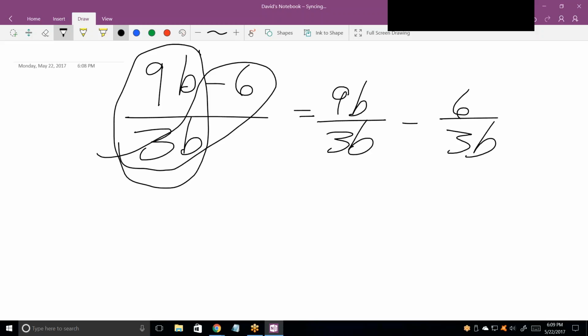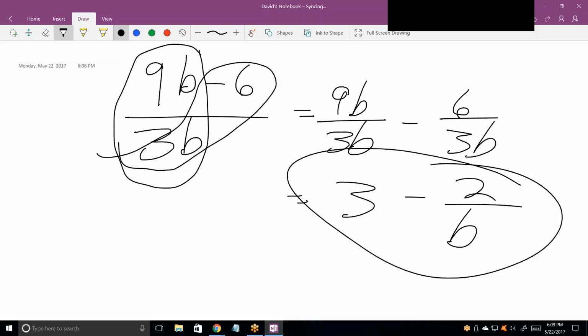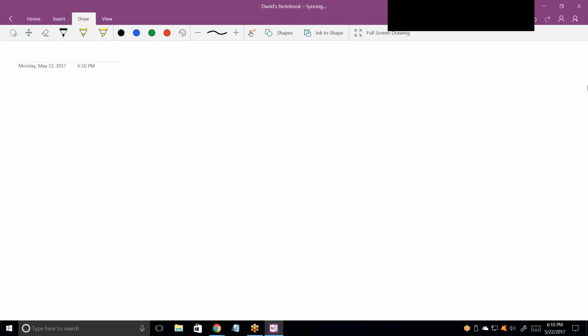Now simplify that. This becomes 3 over 1 minus 2 over b. I would assume that's the answer they're looking for. That's the only answer they could be looking for. Okay. What else?